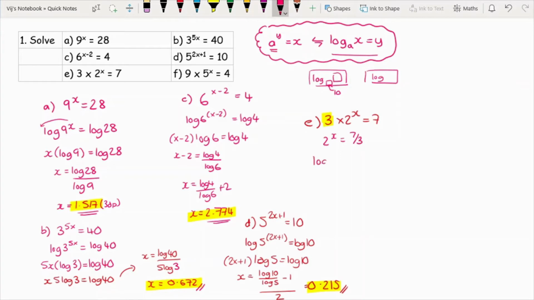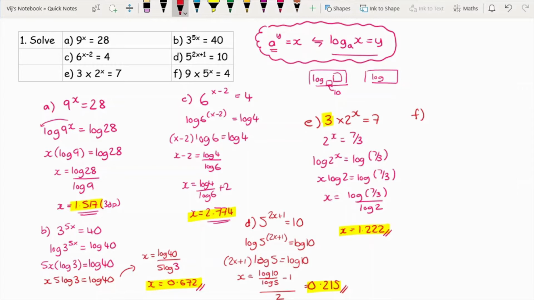I can now take the log of both sides, and even though I've got a fraction, it's still a number. I'm going to keep it in its fraction form. Move the x to the front, and then x equals log 7 over 3, over log 2, which then leaves me with a final answer of 1.222 to 3 dp. Then moving on to our last question, F, the last question in this particular question.